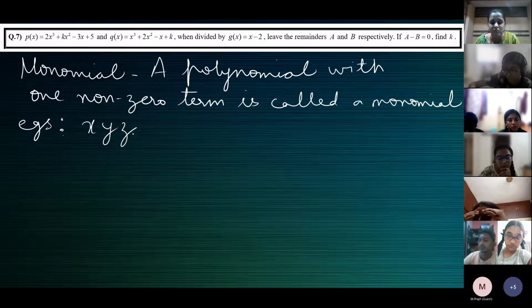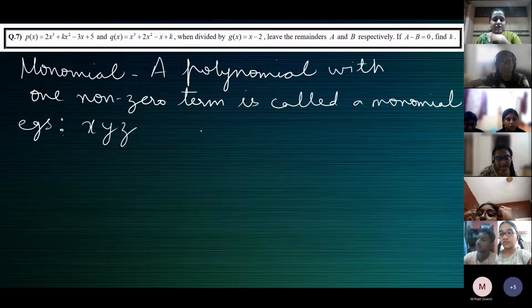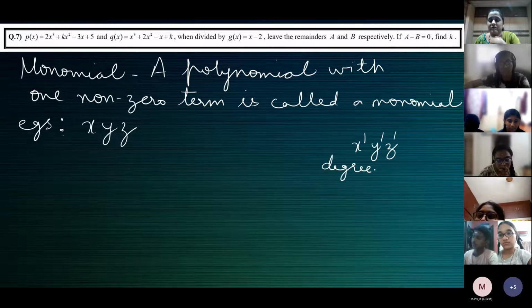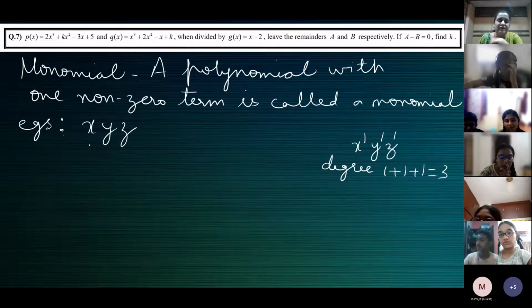What is the degree of this monomial, children? X is raised to the power 1. Y is raised to the power 1. Z is raised to the power 1. So the degree of this monomial is 1 plus 1 plus 1, which is 3. The degree is 3, but it's a monomial.